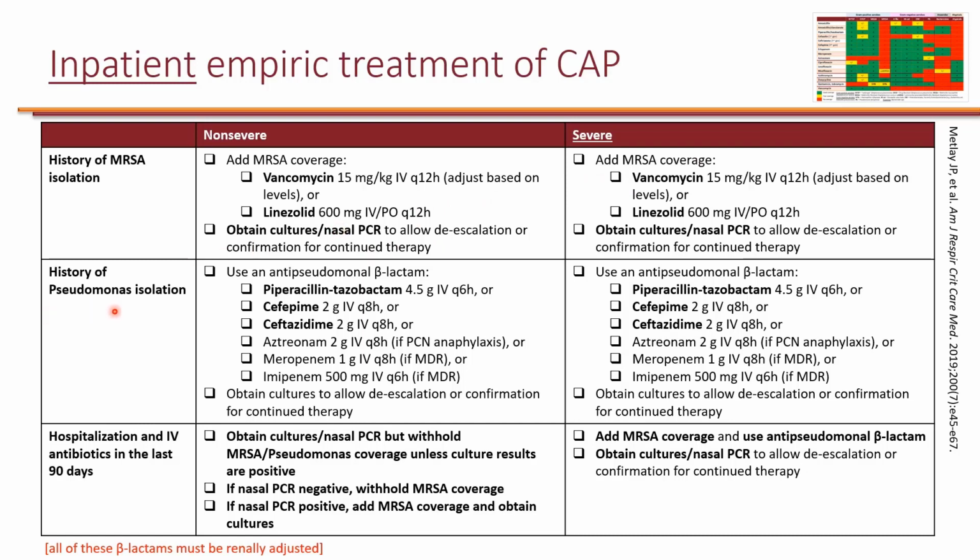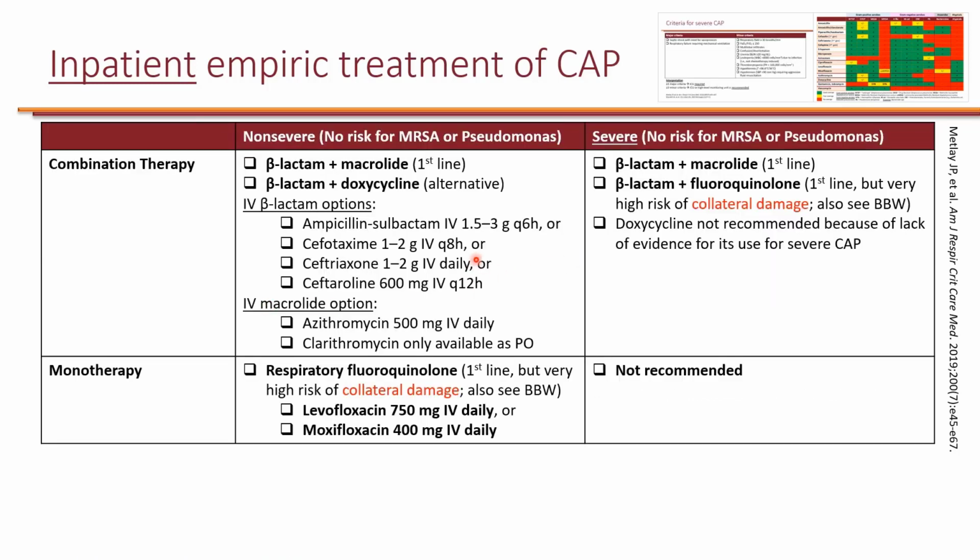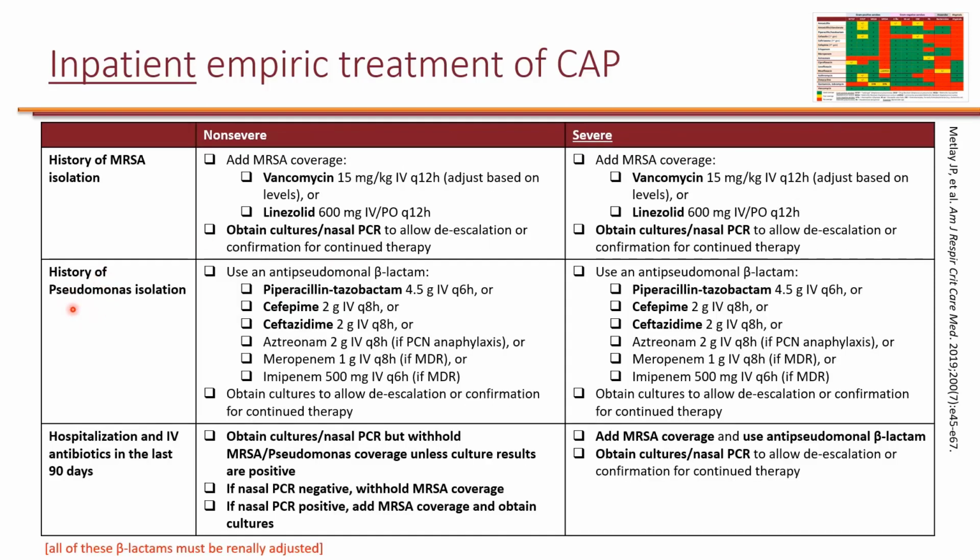Now, when it comes to history of Pseudomonas isolation, depending on what you selected for your treatment of pneumonia, all you have to do is to make sure that you use a beta-lactam as part of your original regimen that covers Pseudomonas. So, for example, if you had chosen ceftriaxone and your patient has a history of Pseudomonas isolation, instead of ceftriaxone, you would use a beta-lactam that has anti-Pseudomonal coverage. So either piptazo, cefepime, or ceftazidime.